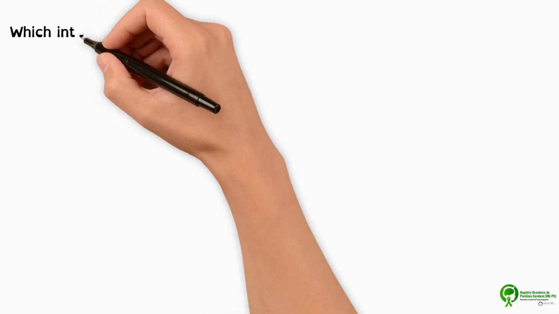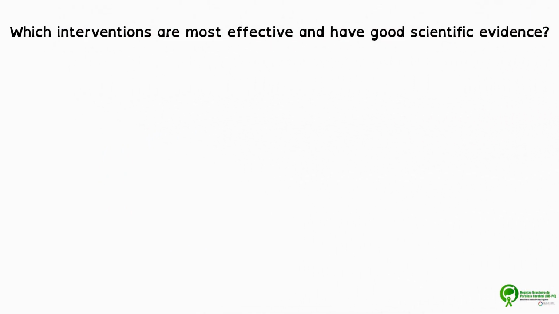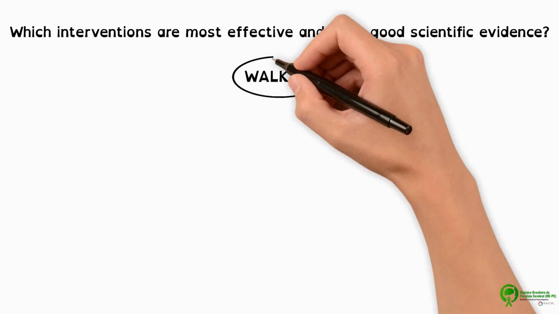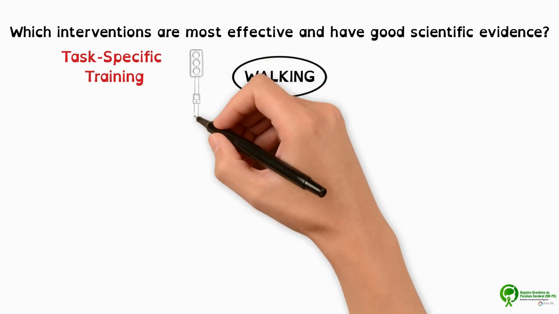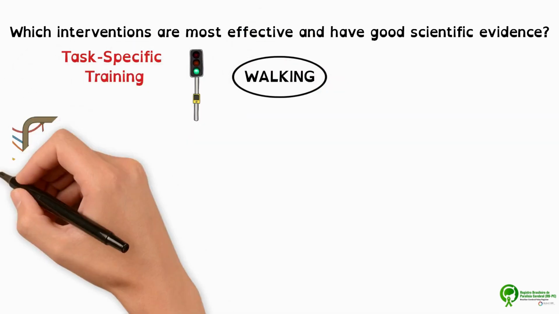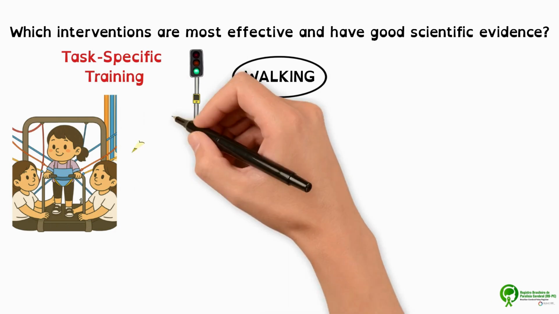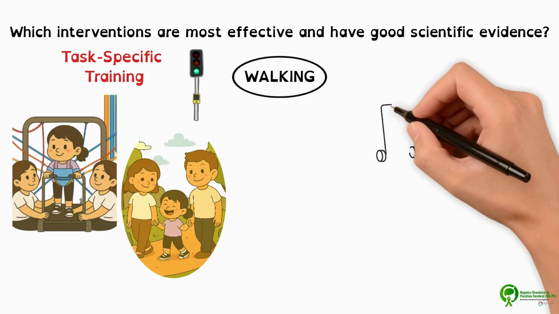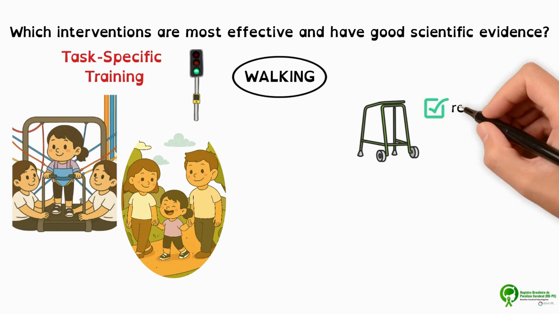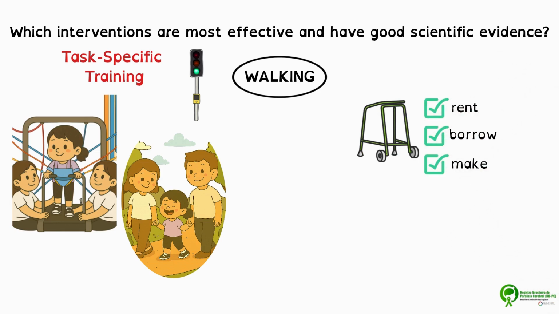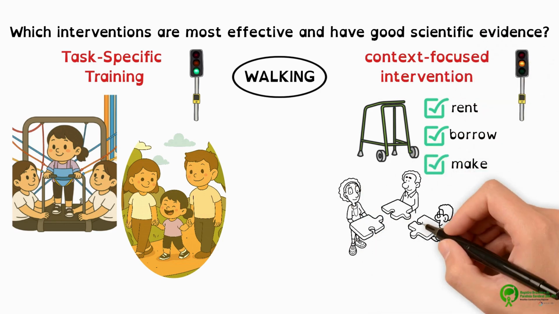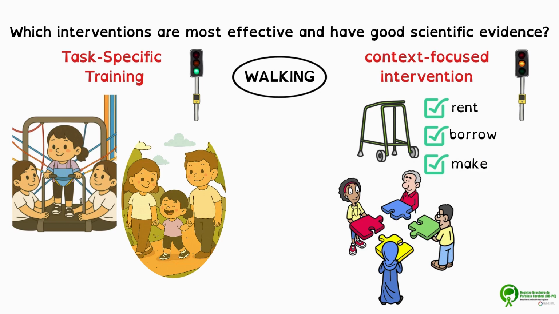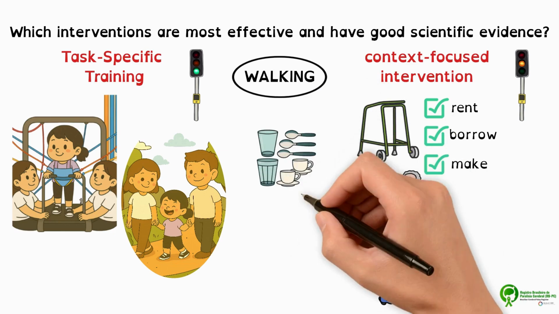Which interventions are most effective and have good scientific evidence? For example, if we think about walking, we have some options. One intervention is called task-specific training, in which the task is walking. This can be treadmill training. But it can also be something as simple as a walk in the park with the parents. If the child needs a walker, we can consider how to obtain it. Rent, borrow, or make a simple model. This intervention is called a context-focused intervention, when family and community participate in the recipe by adapting the child's environment so that the magic can happen. In the end, what matters is that the ingredients are present and in the right amounts.